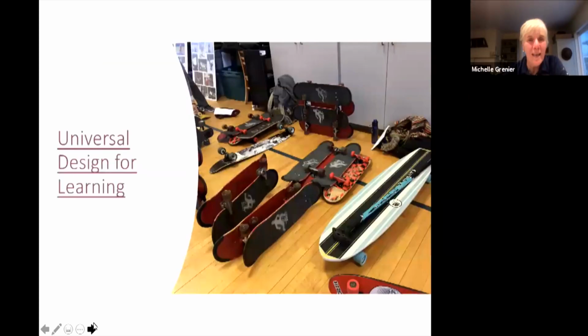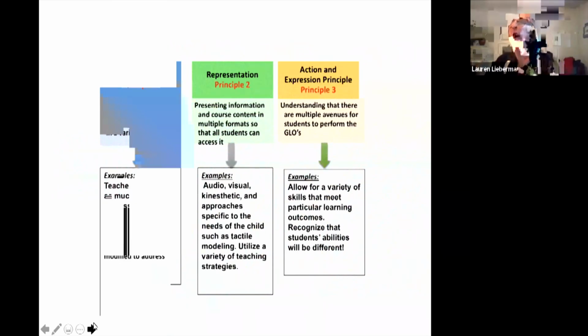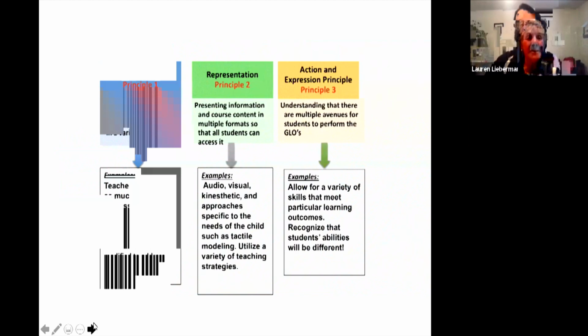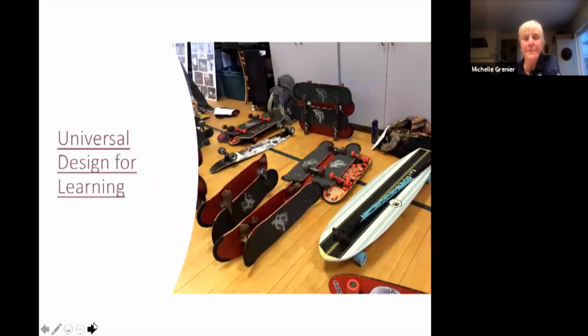Thanks, Lauren. As you're listening to these, I assume you're thinking, yeah, I do that. So universal design, as we started off by saying, is not some foreign concept. It's something that you are all doing in your teaching and in your lessons. It's developmentally appropriate, and again, it's access for all.